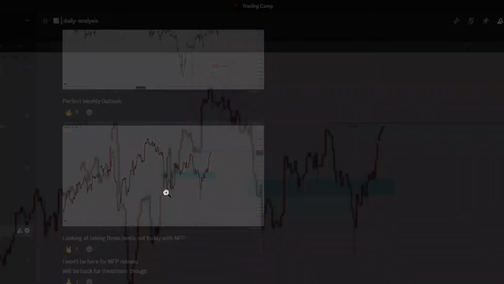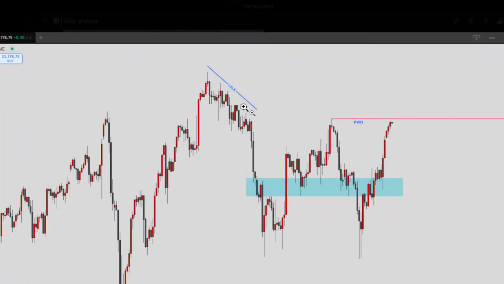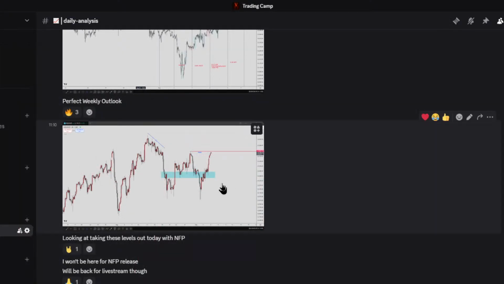Today's bias was to go through that previous week high and then trade towards the low resistance liquidity run, but we only went through the previous week high. We haven't done the rest of it.